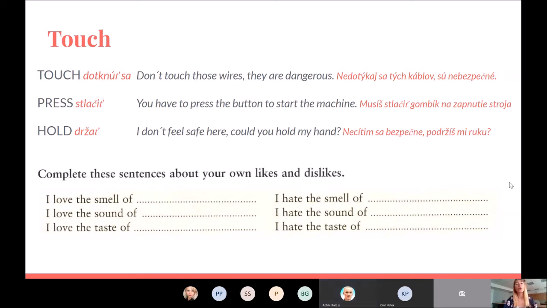Just create 1 or 2 sentences and just add your own like or dislike. I love the smell of something. I hate the smell of something. I love the sound of something. I hate the sound of something. Or I love the taste of something and I hate the taste of something. I will check your answers at the end of the lesson. Shall we move on?